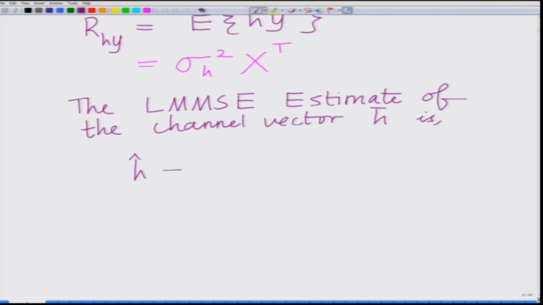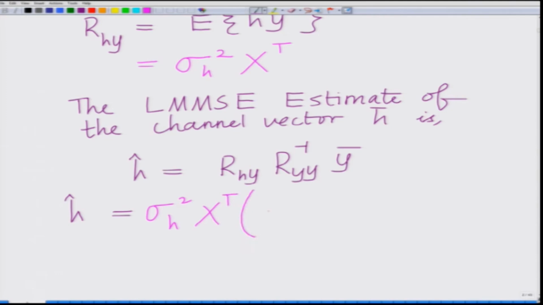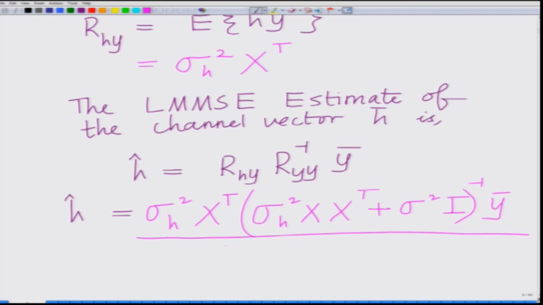is h hat equals, this is the estimate, that is R_hy into R_yy inverse into y bar. So h hat equals, now I have to substitute R_hy, this is sigma h square x transpose, times (sigma h square x transpose x plus sigma square) times identity, inverse, into y bar. Okay, so this is the expression for the LMMSE estimate.